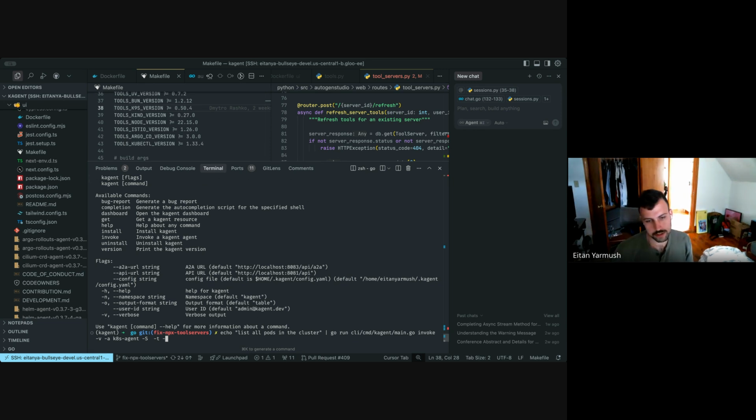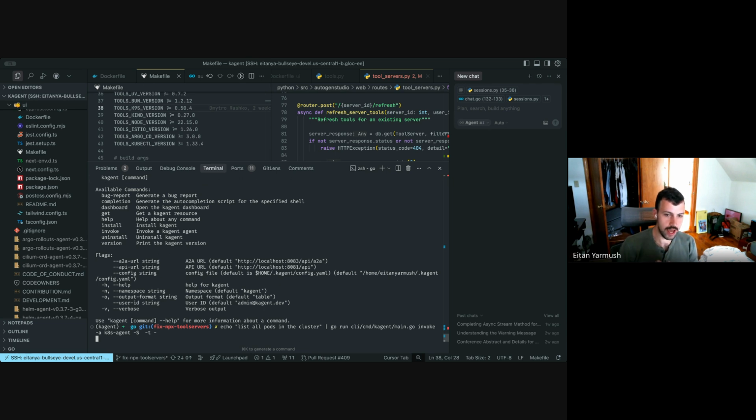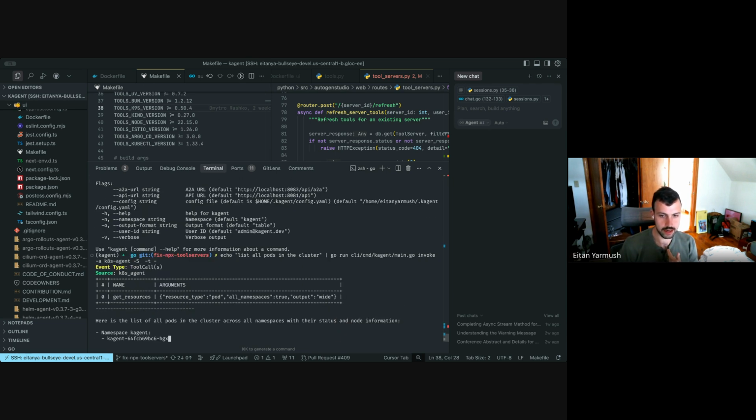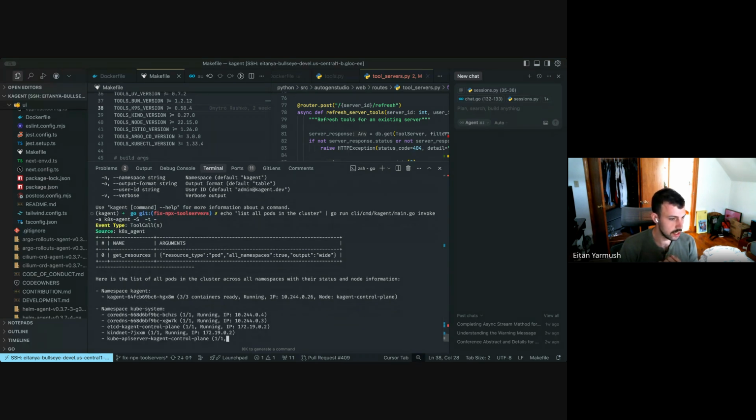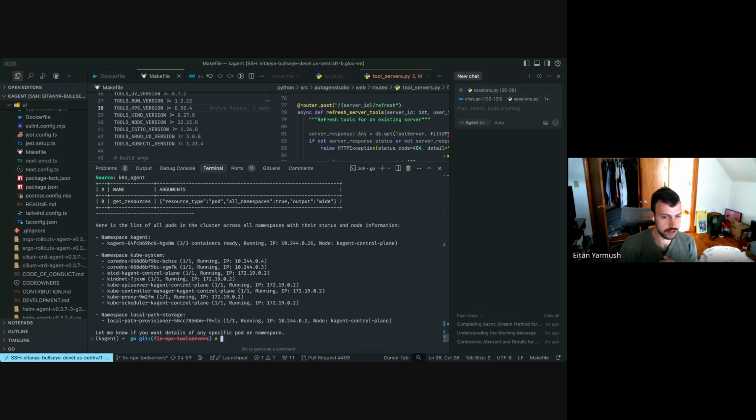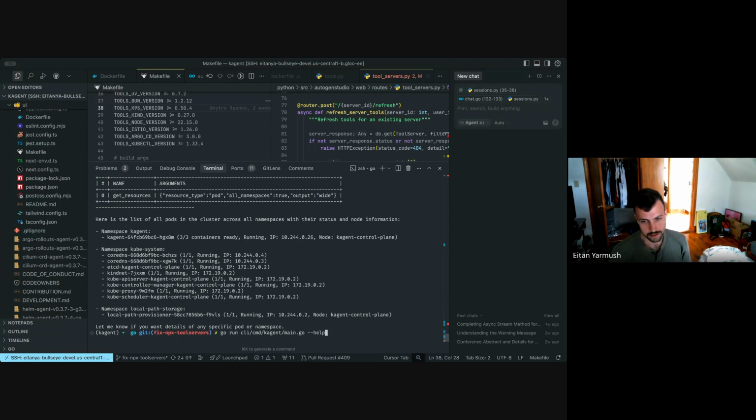So what I'm going to do is invoke, pass it the agent name, say that I want it to be streaming, and get the task from standard in, and I'm going to list all the pods in my cluster. So it's going to go ahead and say, okay, I'm going to list all the pods. Here are all the pods. Right now, this is not associated with a session.